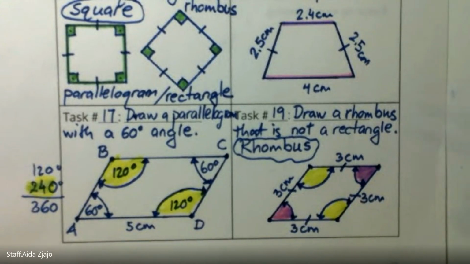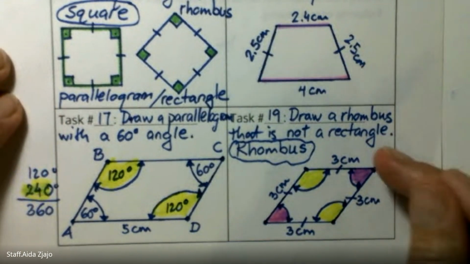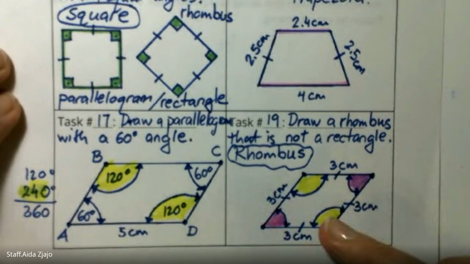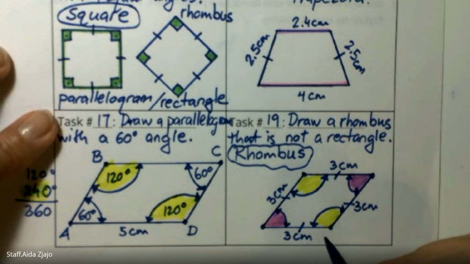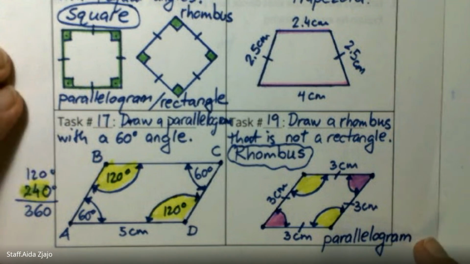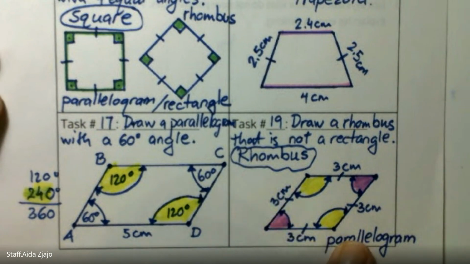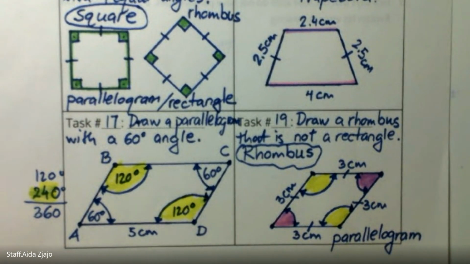The rhombus is also a parallelogram. That's the only quadrilateral that is also a parallelogram, because it has this and this parallel sides, and these are parallel sides. So two pairs of parallel sides. It's also called a parallelogram, but the main name is rhombus, and this is a nickname. I call it like that. Okay, so those are just a few.